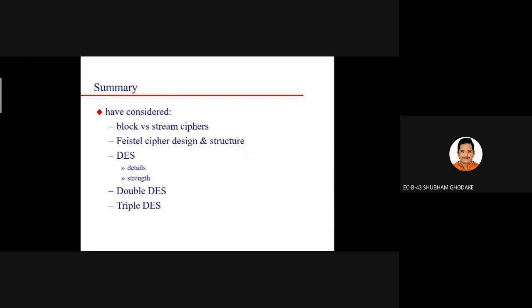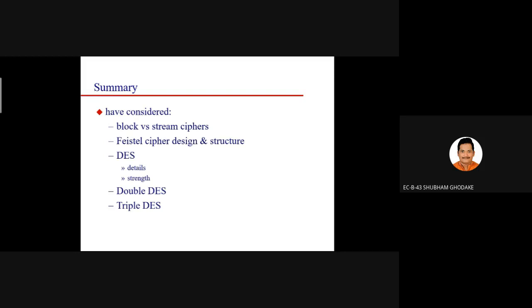In the DES algorithm, we studied certain things. First is block cipher and stream cipher. Then we studied the design principle of the Feistel cipher, the DES algorithm in detail, and the multiple encryptions of DES, double DES and triple DES. These are the details of the DES algorithm. DES is the most important part of block ciphers. Here we complete the part on DES.